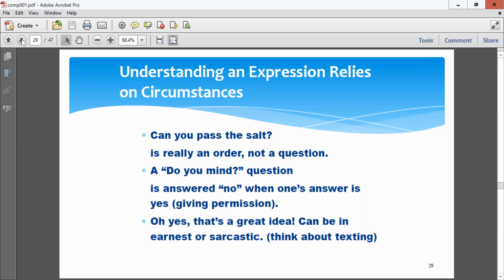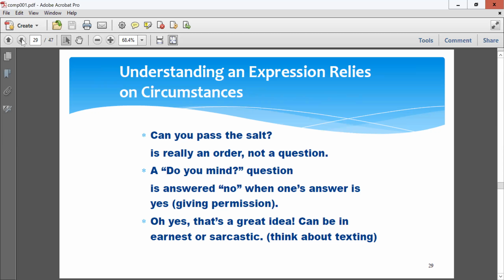Here's another situation. Can you pass the salt is really an order. No one expects you to say, no, I can't. Okay, it's not really a question. Likewise, do you mind is a question that you would say no when you really mean I'll do it, or yes. It's giving permission. So that's a little bit confusing. Or how about, oh yes, that's a great idea.